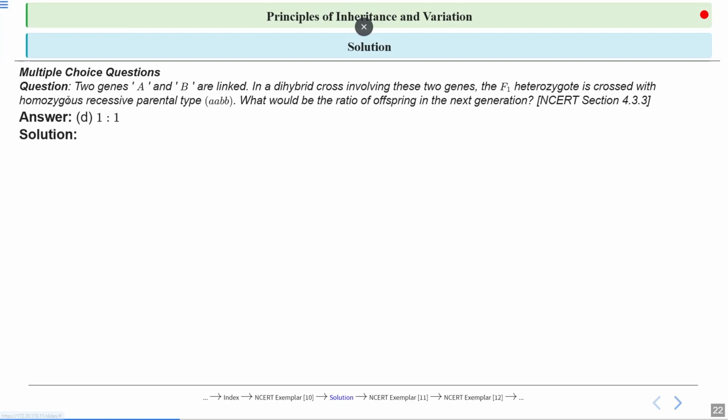Clear? So here you can see you are getting option number D. Okay, so let's see how you got this 1:1 ratio. The F1 heterozygote genotype is capital A, capital B, small b. Homozygous recessive is small a, small b, small b. These are the genotypes of the parents, you can say, actually.